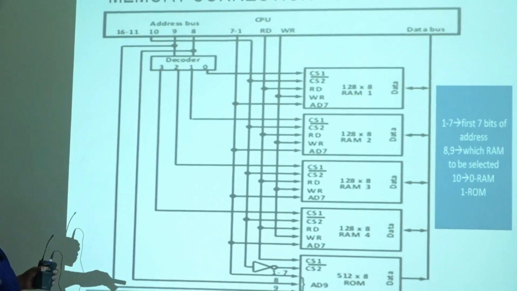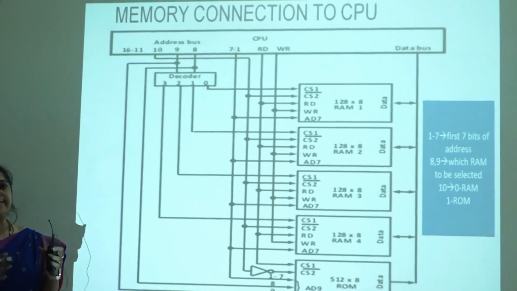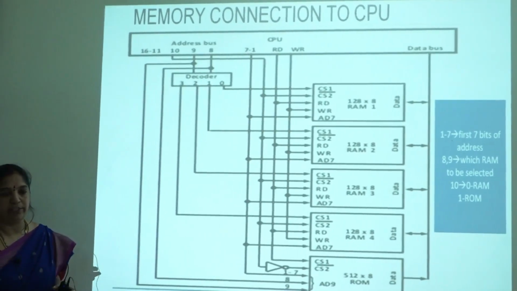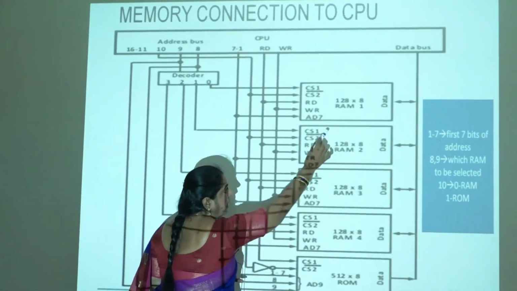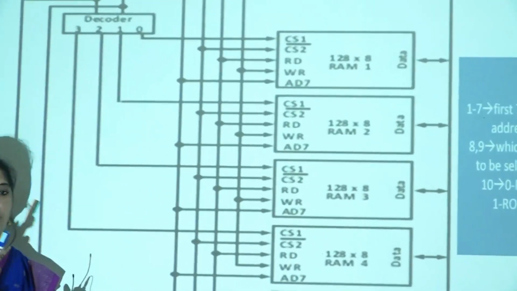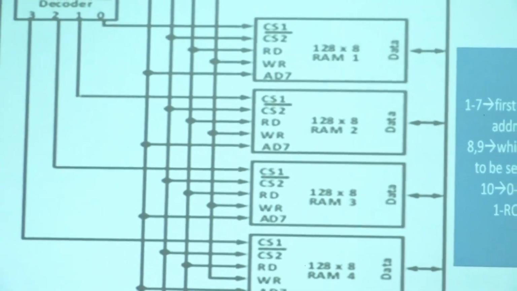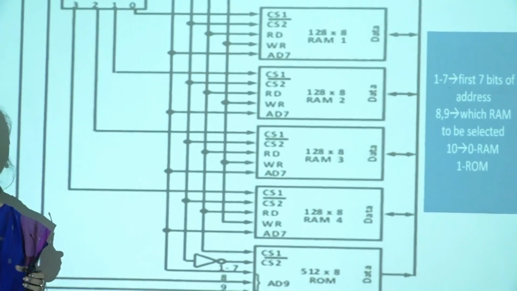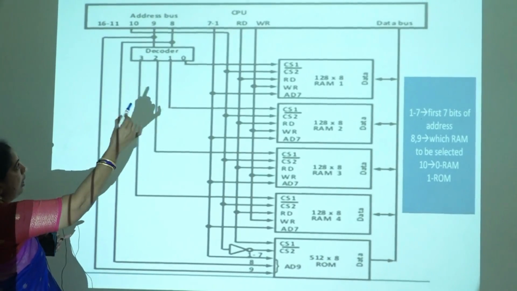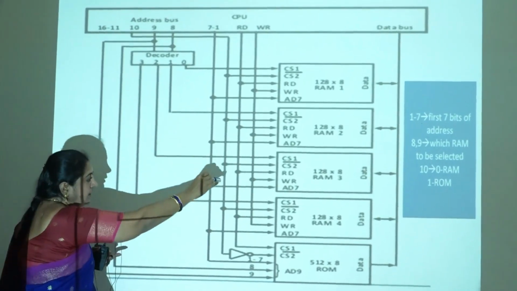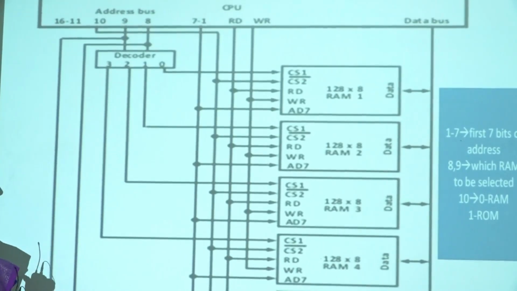Now this is the memory connection to the CPU. That means how the memory is connected to the CPU and how it is working. Here we are using 4 RAMs, 1, 2, 3, 4. For these 4 RAMs we first have to select which RAM, and one ROM is also there. We have various bits, and depending on which bits we use, we will discuss each entry and how it is performed.